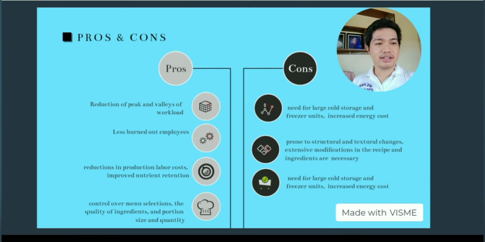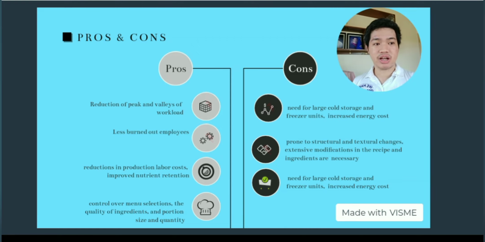So let's now go to the disadvantages. First, need for large cold storage and freezer units. Kailangan mo ng malalaking ref or freezers kasi kailangan mo mag-imbak ng mga portioned na food na nakalagay sa plastic containers. Therefore, increase energy cost. Yung kuryente mo, mas tataas.